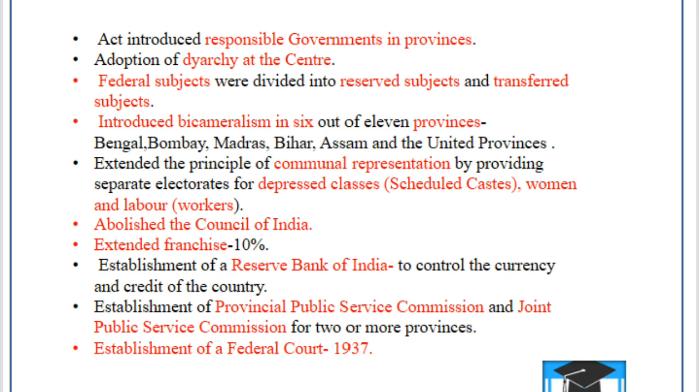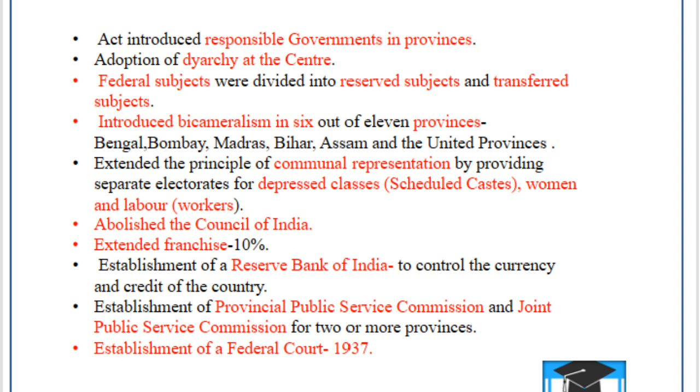This act also provided for the adoption of diarchy at the centre. Consequently, the federal subjects were also divided into reserved subjects and transferred subjects. However, this provision of the Act did not come into operation at all. This Act introduced bicameralism in 6 out of 11 provinces. The provinces where bicameralism was introduced are Bengal, Bombay, Madras, Bihar, Assam and the United Provinces.